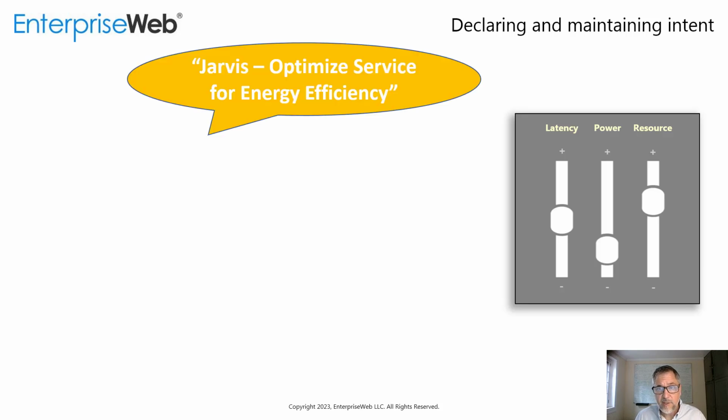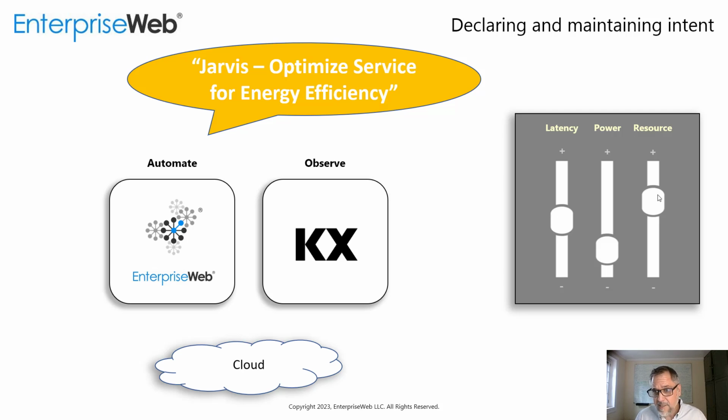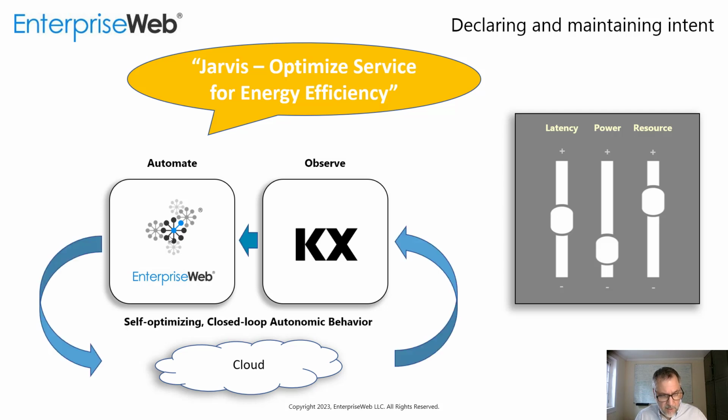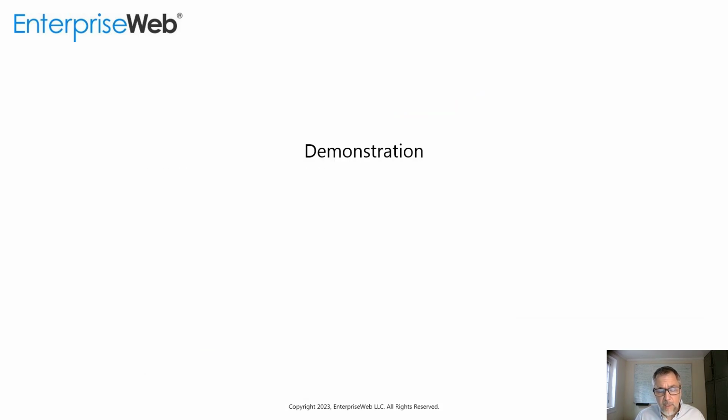So Bill's also going to declare and maintain intent, again, conversationally. So he's going to say something like optimize for energy efficiency. That's a pretty high-level statement. But the system, it's almost like, as I depicted here, an equalizer, right? And KX is going to observe the deployment environment, and EnterpriseWeb is going to automate the mediations. So at runtime, or essentially during day 2 operations, you're going to have a self-optimizing closed-loop autonomic behavior. It's constantly optimizing the environment based on the declared SLAs, SLOs of the service designer or customer. So that's it. Hey, Bill, I'm going to pass it to you for the demo.